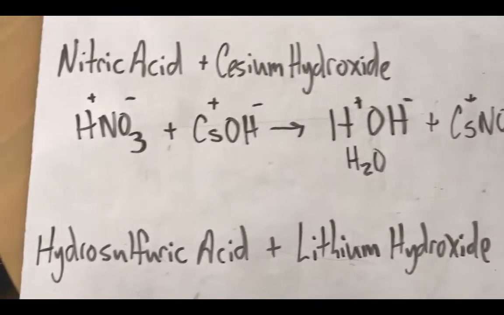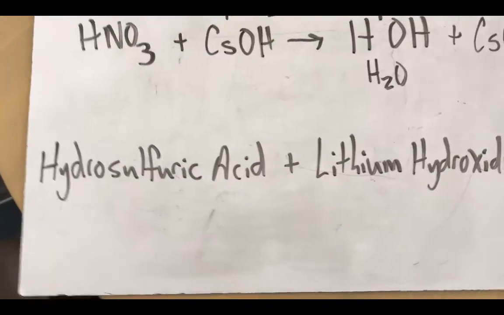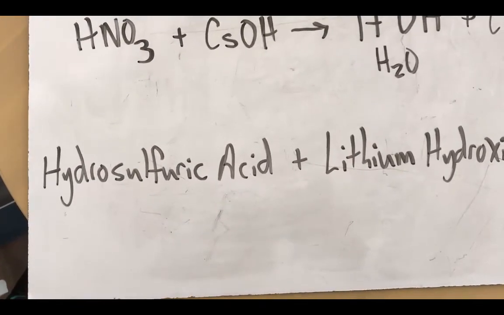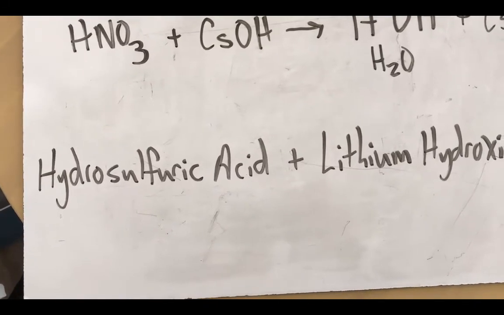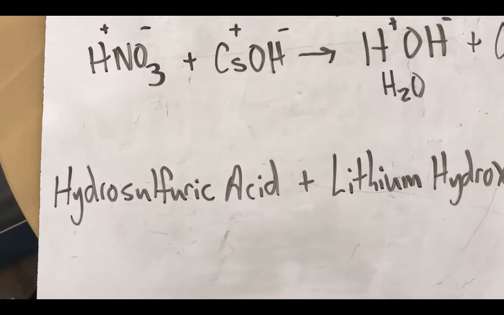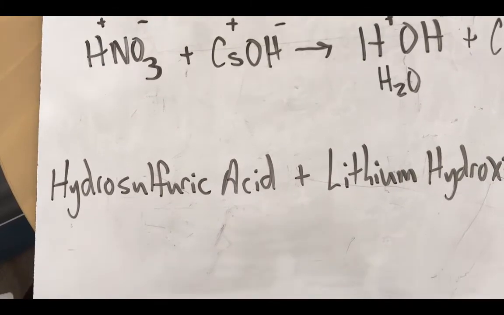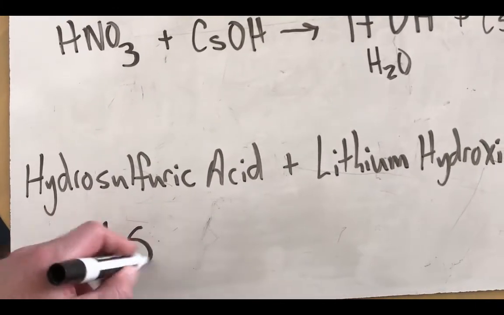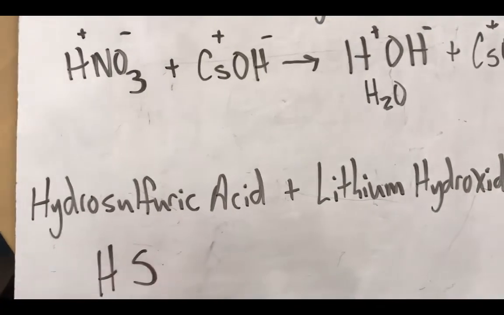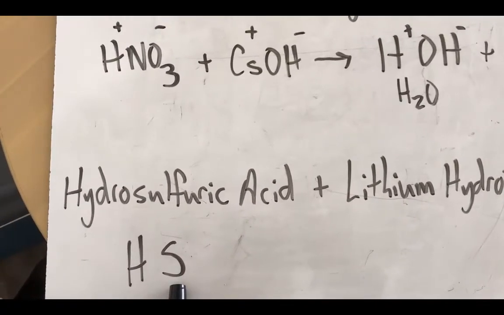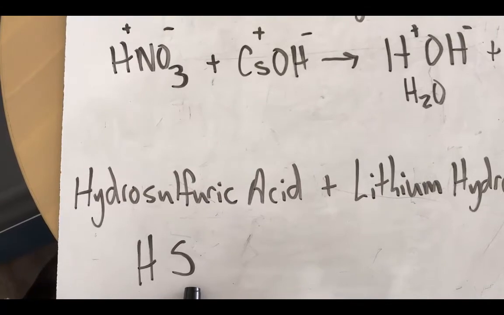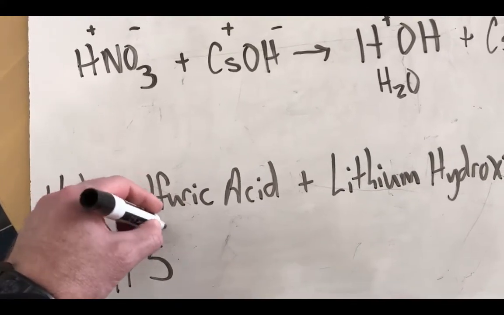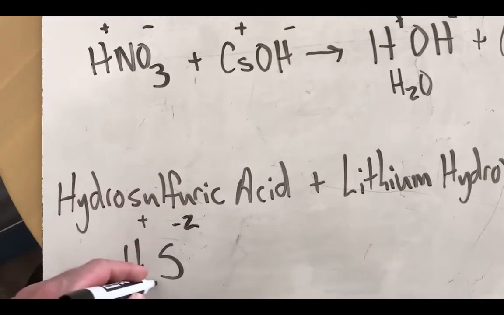Let's do one more. What would hydrosulfuric acid be? Hydrosulfuric. See if you know. All right, it is going to be H2S. Okay, hydro-ic means that it is off the periodic table, so just hydrogen and a sulfur. Hydrogen's a plus, sulfur is a -2 off the chart, so I need a little 2 there.